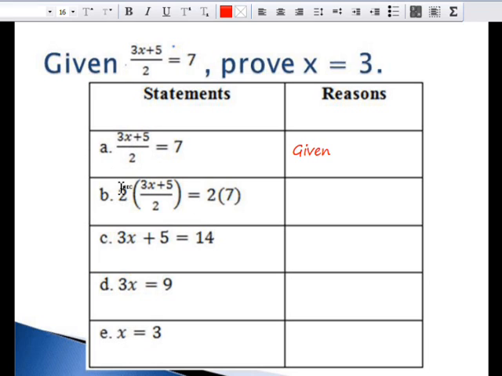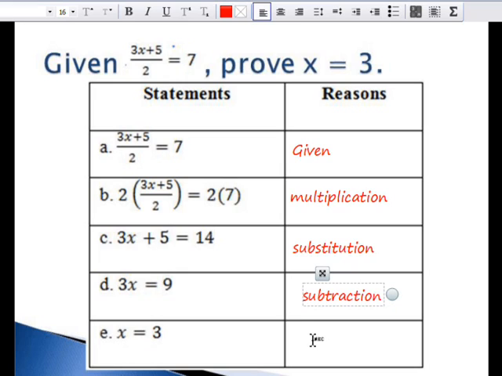So the next thing is, what's different from A to B? Well, look at it. We multiplied both sides by 2, so you could just write multiplication, okay? Multiplication property of equality, so that's perfect. Then here on the next line, we have this simplified to this and this simplified to that, but simplified is not a reason anymore. What you have to write is substitution. We took 2 plus 7 out and wrote 14. We took 3x plus 5 over 2 times 2 out and wrote 3x plus 5, so that's substitution. The next thing we did was subtraction, because we subtracted 5 from both sides, and the next thing we did was division, okay? Yikes.